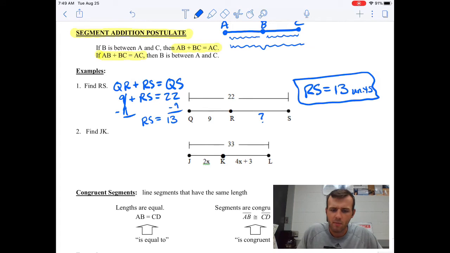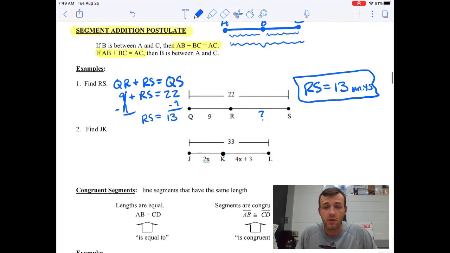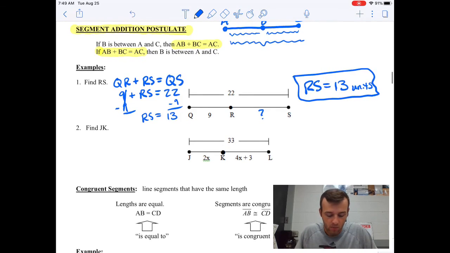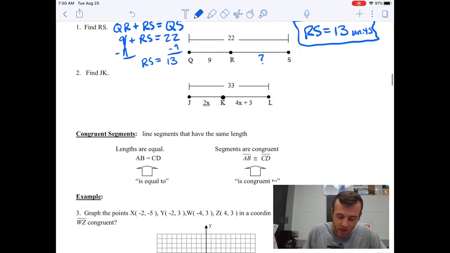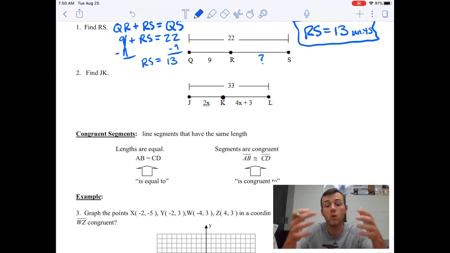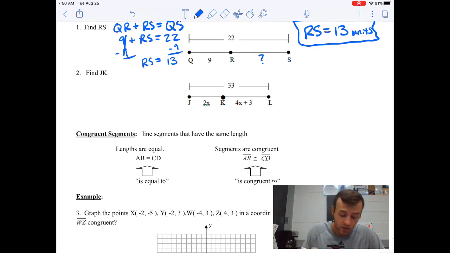And then some of you might be wondering, hey, why did you use the equation 22 minus 9 equals 13? It's because if we get in a habit of setting up the equation we're given from the segment addition postulate, we're going to be better when it comes to maybe more involved ones, like this next one. It says find JK. So JK is 2x, we have KL is 4x plus 3, and then the whole thing is 33. What do we know? We know the segment addition postulate. We are assuming this to be true. That's what a postulate is.